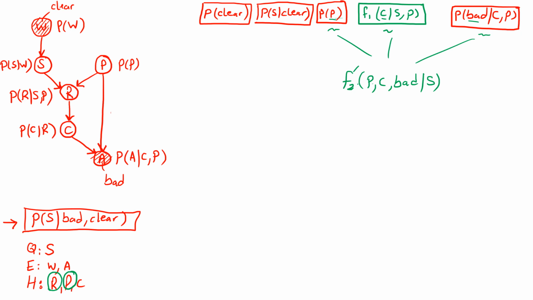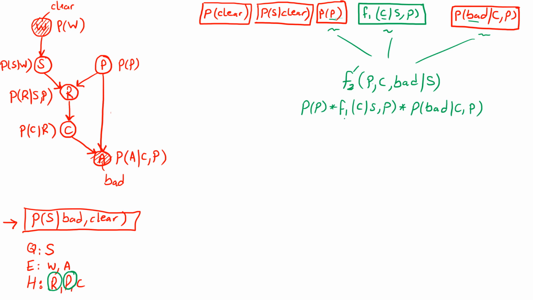That's the factor that results from joining these three factors. Now we want to get the multiplication of these three, so let me write the multiplication. That's P of P times, sorry, not P, F1 of C given S and P times P of bad given C and P. Okay, so that's F2 prime.